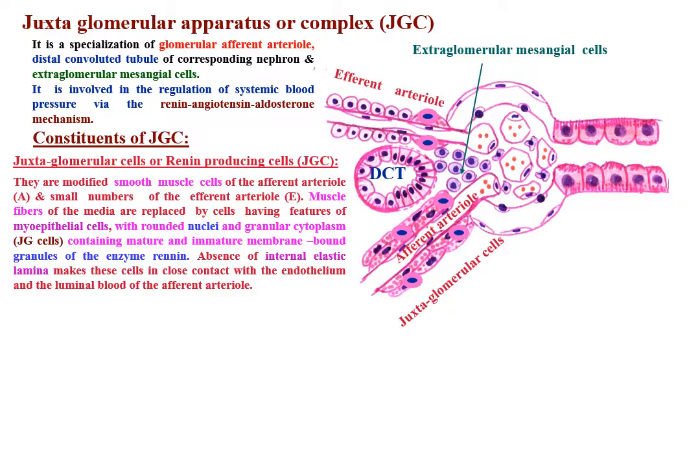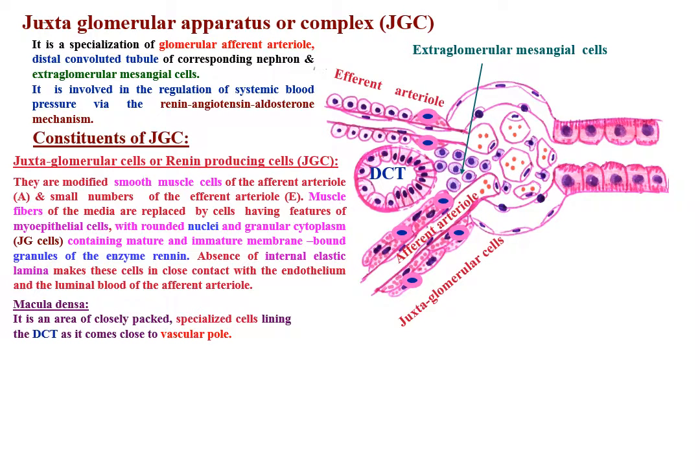There is absence of internal elastic lamina. This makes these juxtaglomerular cells in close contact with the endothelium and the luminal blood of the afferent arteriole.